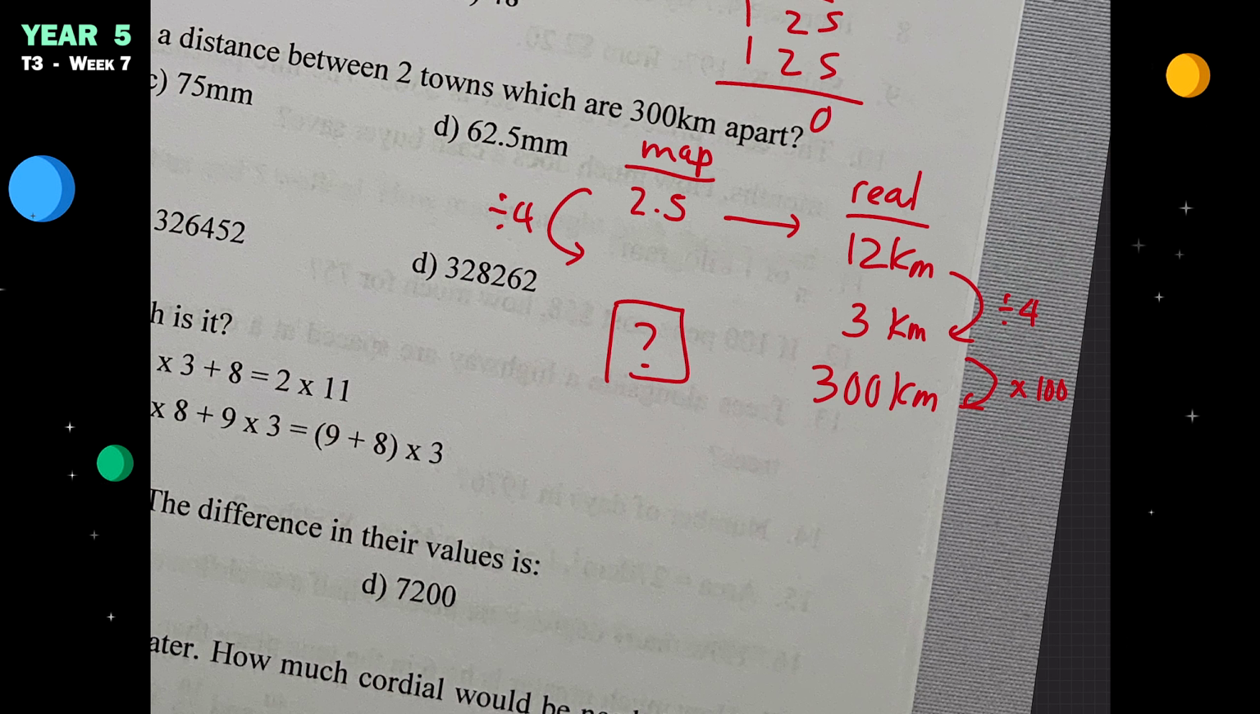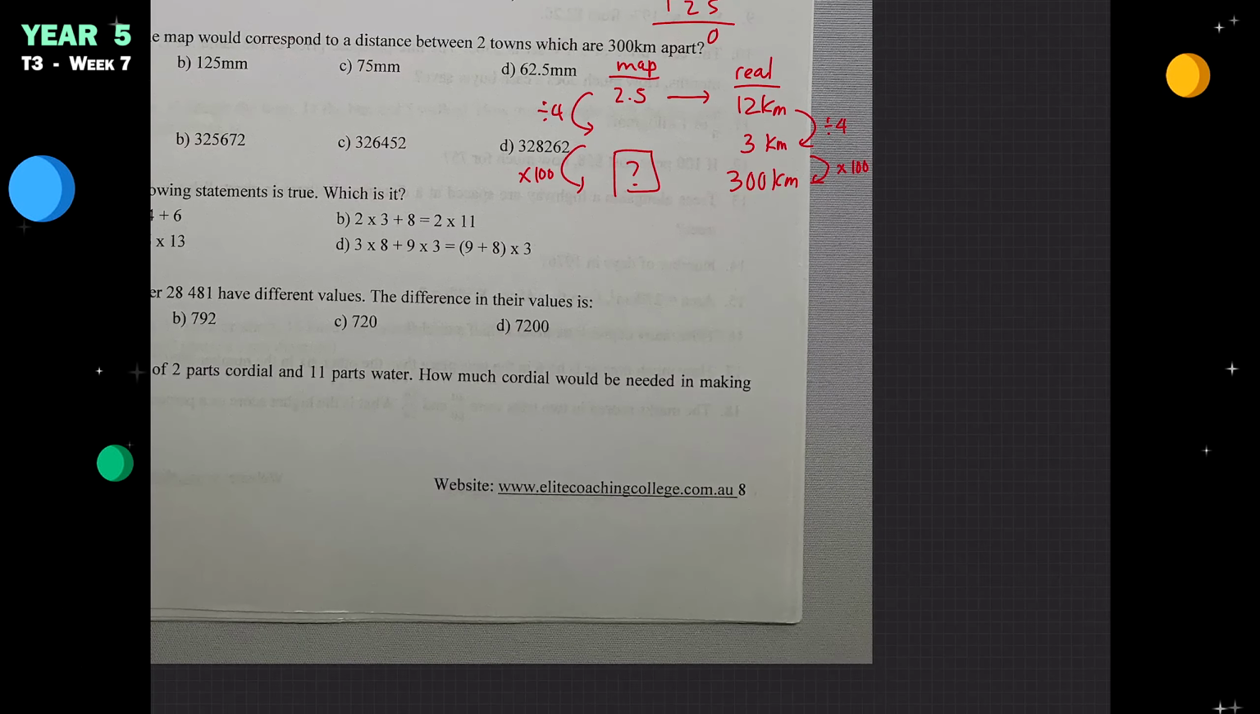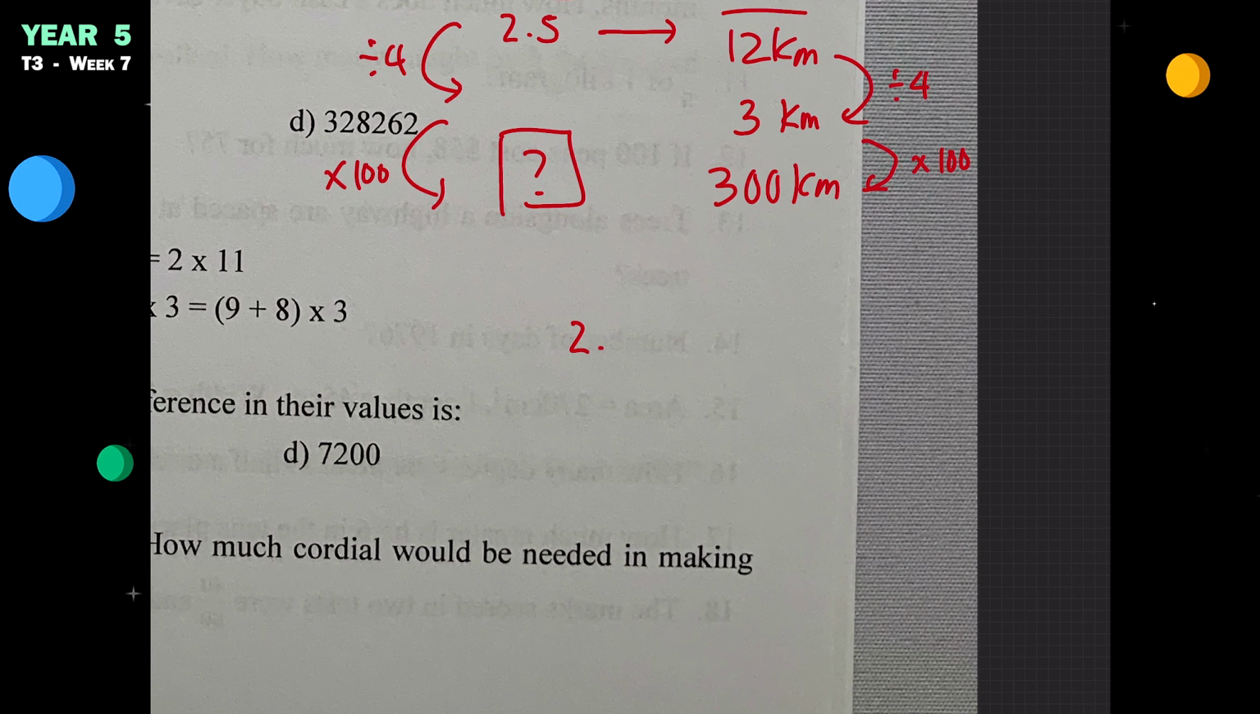So 2.5 divided by 4, I'm not sure what that is. Then you times it by 100. Alright, let's just divide 2.5 by 4. Okay, 4 goes in 2.5, 0 times. Dot. What's 4 going into 25? 4 going into 25 will be 6. 6 times 4 is 24. And then we subtract that, we get remainder 1.